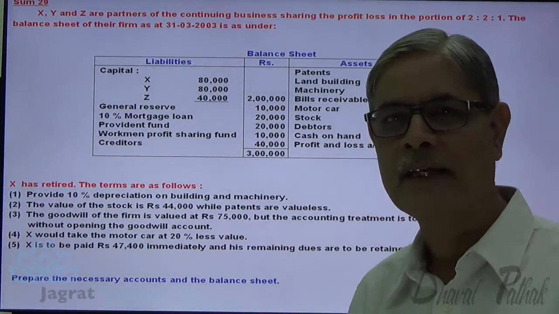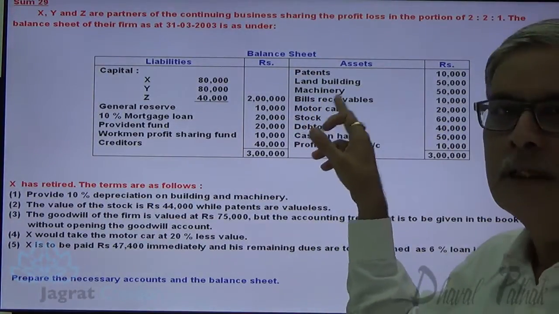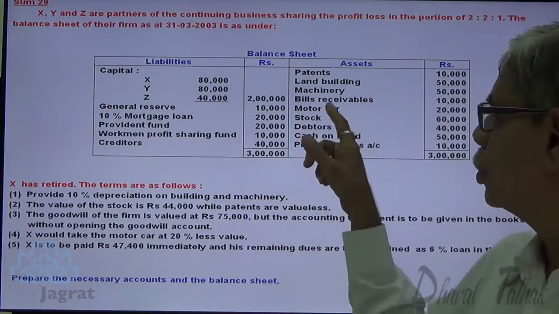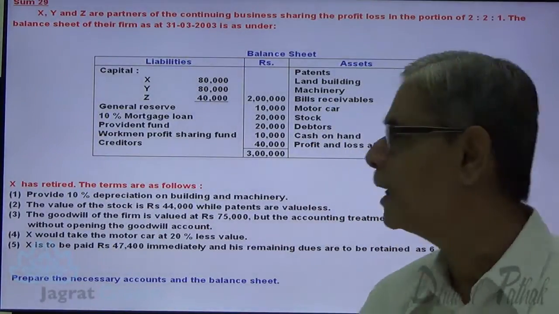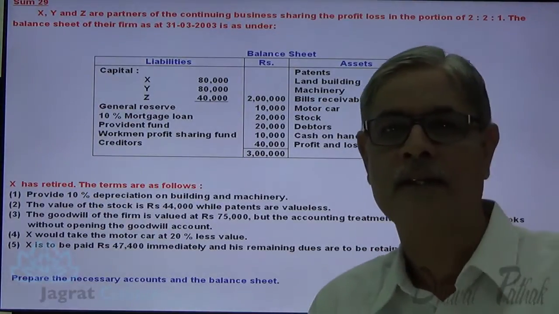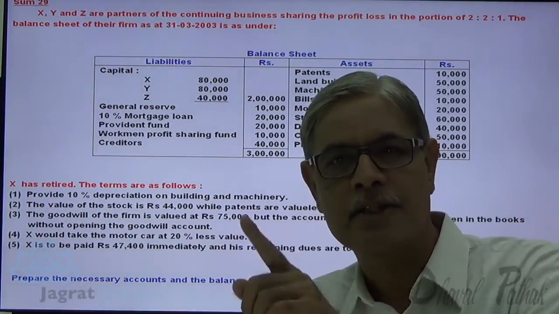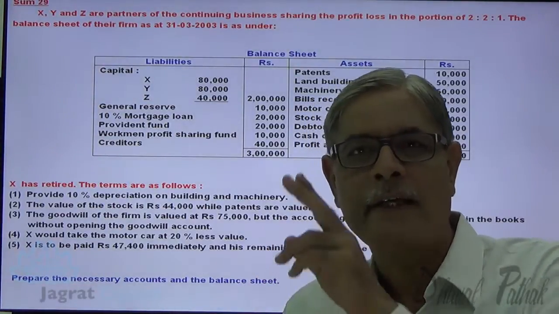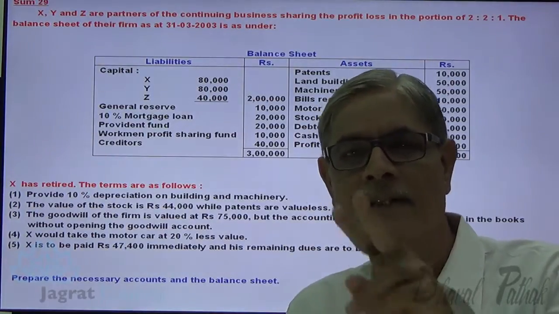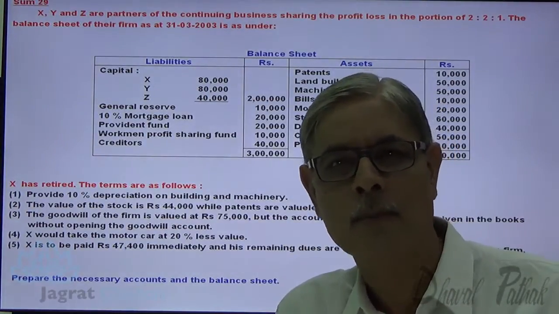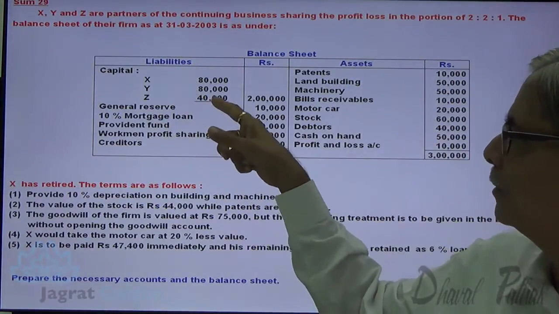On the asset side you are given the information of patents, land and building, machinery, bills receivable, motor car, stock, debtors, cash on hand and profit and loss account debit balance. The profit and loss account debit balance of 10,000 is an undistributed loss. That loss gets distributed amongst partners in their profit sharing ratio 2:2:1 and this loss gets debited to partners' capital account. Observe it. On the liability side you are given the capital of X, Y, Z.